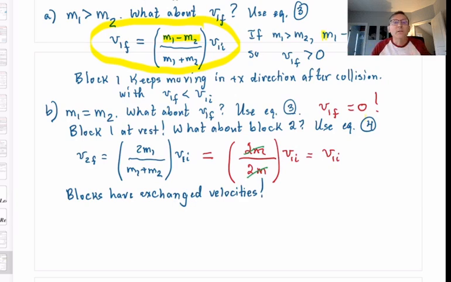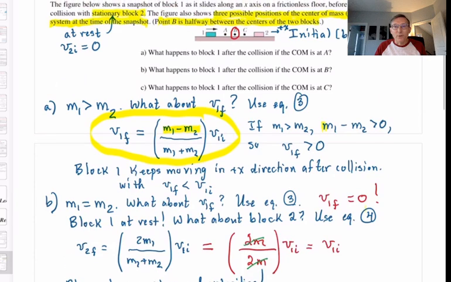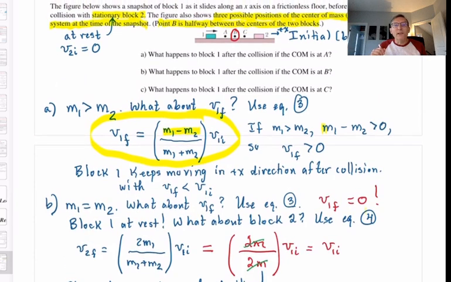Now, let's go on. There's a part C. Let me get that back into view, the question. What happens to block 1 after the collision if the center of mass is at point C in the snapshot? Now the center of mass is there in this snapshot before the collision. What's going to happen to block 1 after the collision now? So tell me, what can you tell me about the relative masses of the blocks, in this case, if the center of mass is at point C?